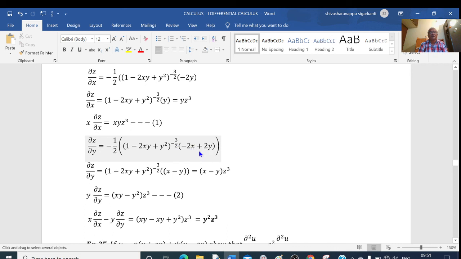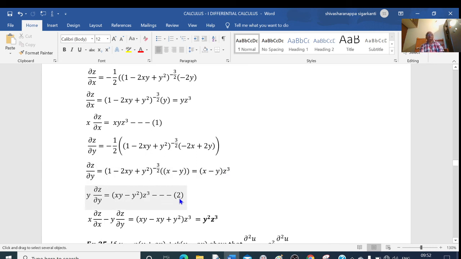Again, this can be written as (1 minus 2xy plus y²) to the power of minus 1 by 2 whole to the power of 3. That gives it is nothing but z³. So this is, I am getting (x minus y) into z³. Multiplying this equation by y, we get y ∂z/∂y equal to, multiplying by y, this gives (xy minus y²) into z³. I will take this as 2.